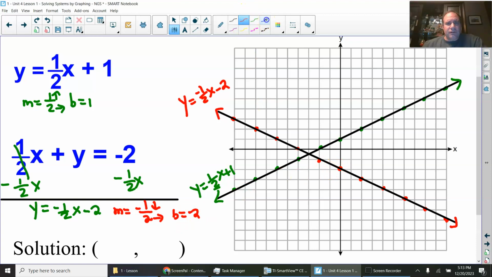And here's the solution. That does not have whole number coordinates. So I'm going to try to figure out what this is. This is negative 1, negative 2, negative 3. All right, so it is definitely an x of negative 3, and it goes down a half. So negative 0.5 would be my guess of what that is.